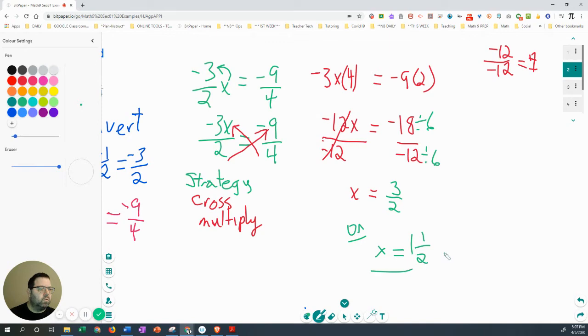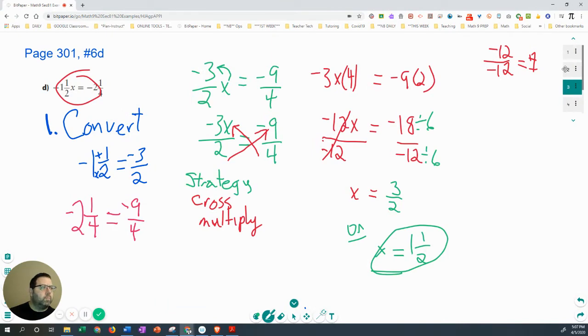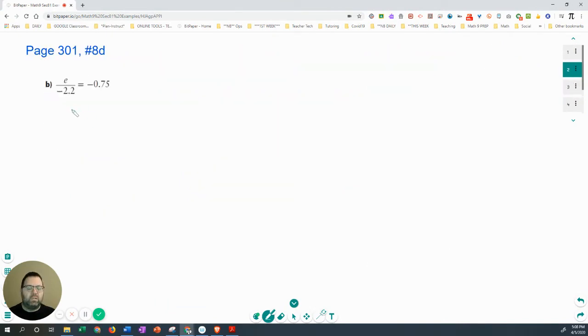1.5. Okay? All right. Let's just press pause. Okay, next question. Let's do number 8. Number 8, this is decimals. It's basically the same thing as before. You could treat this as a cross-multiplying situation, right?